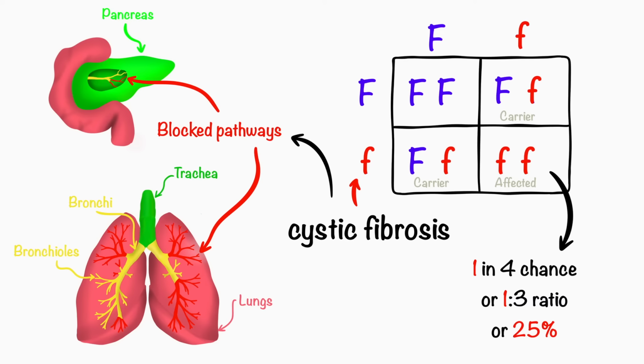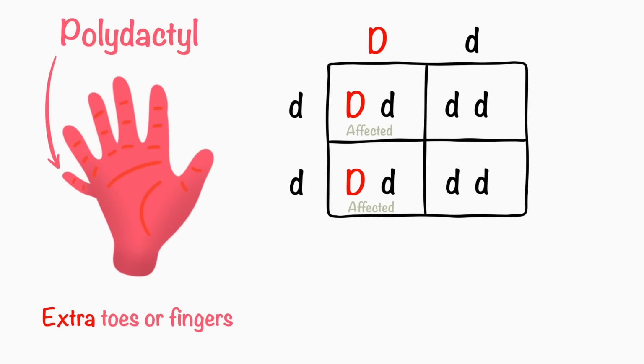Now let's look at polydactyly, which is quite different in terms of how it's inherited. Polydactyly is a genetic disorder where a baby is born with extra fingers or toes. It doesn't usually cause any other problems, so it's not life-threatening. Unlike cystic fibrosis, polydactyly is caused by a dominant allele. This means the disorder can be inherited if just one parent carries the defective allele. As the genetic diagram shows, there's a 50% chance of a child having the disorder if one parent has it.